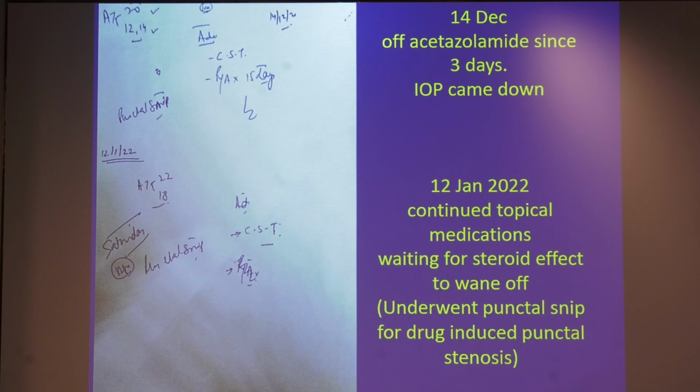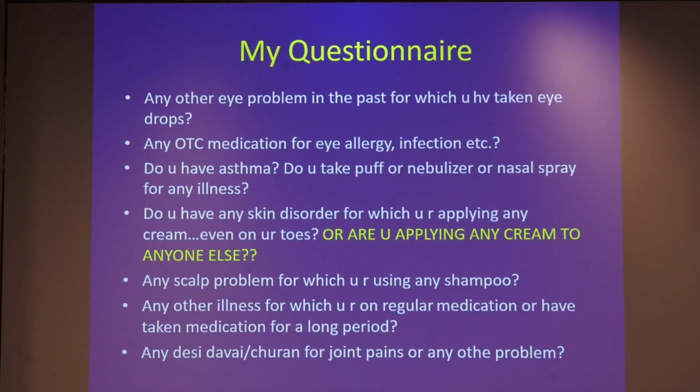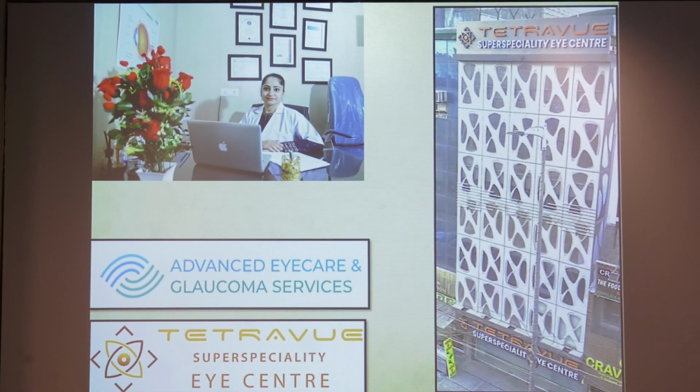On 14 December, I followed up after he stopped using that cream. The IOP came back to normal. It took about 6 weeks for the effect to wane off. So this case added to my questionnaire list that I also have to ask if you're applying steroids to somebody else in your family. Thank you.